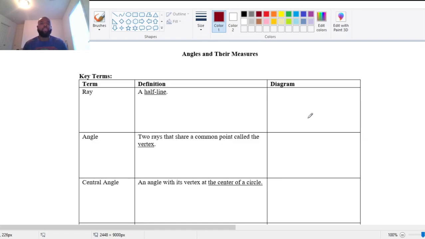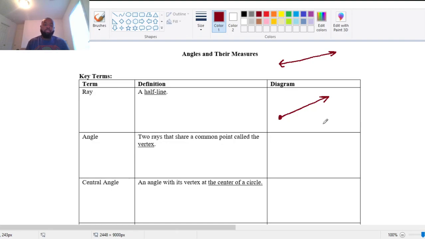The first definition that we want to review is the definition of a term called a ray. A ray can be thought of as a half of a line. Remember, a full line is straight and extends indefinitely in two opposing directions. And so a half line is just taking half of that line away, which means you're going to have a starting point and you're just going to extend indefinitely in one direction.